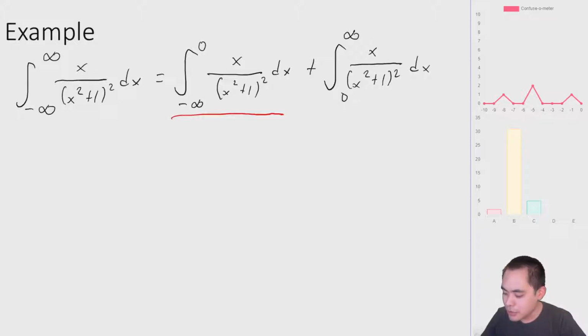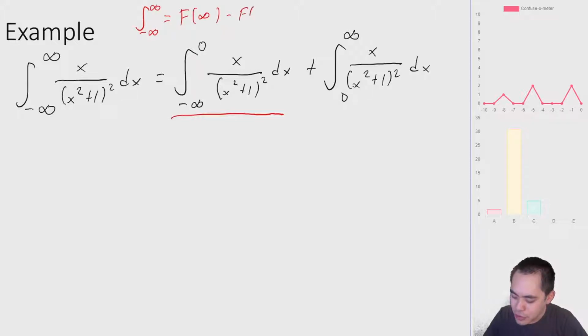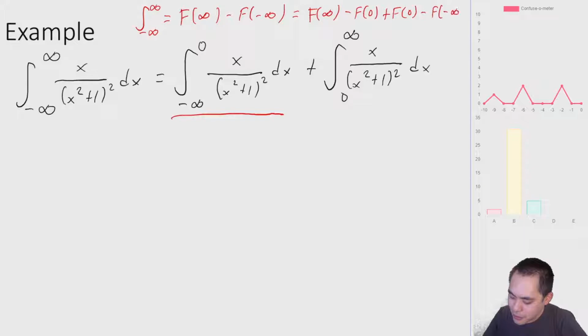One of the things to remember is the fundamental theorem of calculus: the integral from minus infinity to infinity is equal to some function at infinity minus some function at minus infinity. This is all heuristic, not rigorous, and I'm playing fast and loose with several things here, but this is equal to f of infinity minus f of 0 plus f of 0 minus f of minus infinity. And so you can break it up into these two pieces. That's why you can break up definite integrals like this.